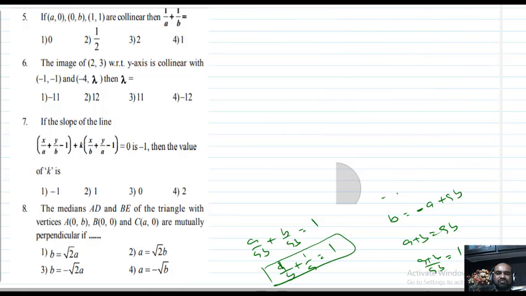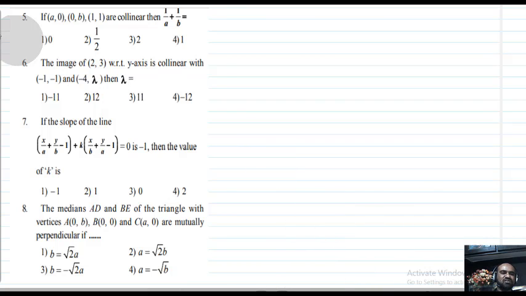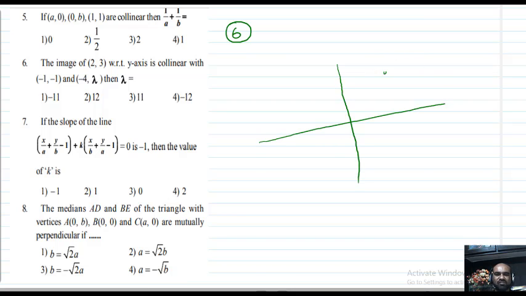Okay, students. Yeah, our next question, sixth question. The image of 2 comma 3 with respect to y-axis. First of all, I want to explain how to find image of the points, for example 2 comma 3.